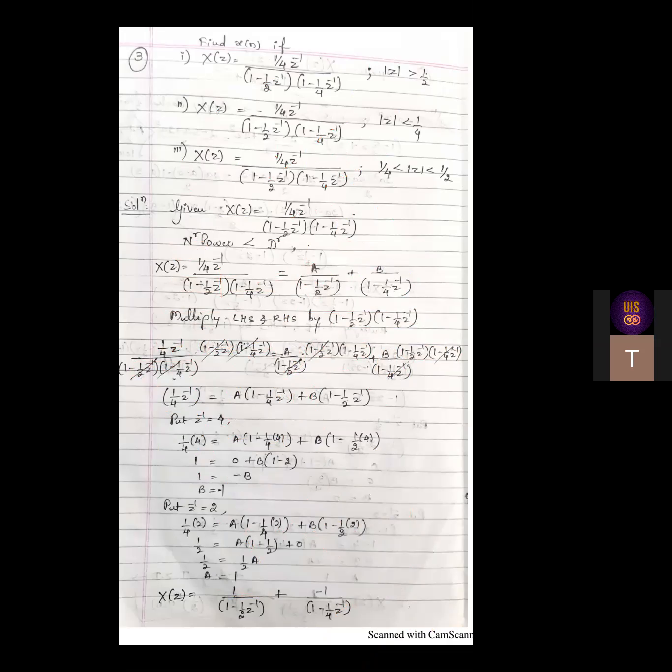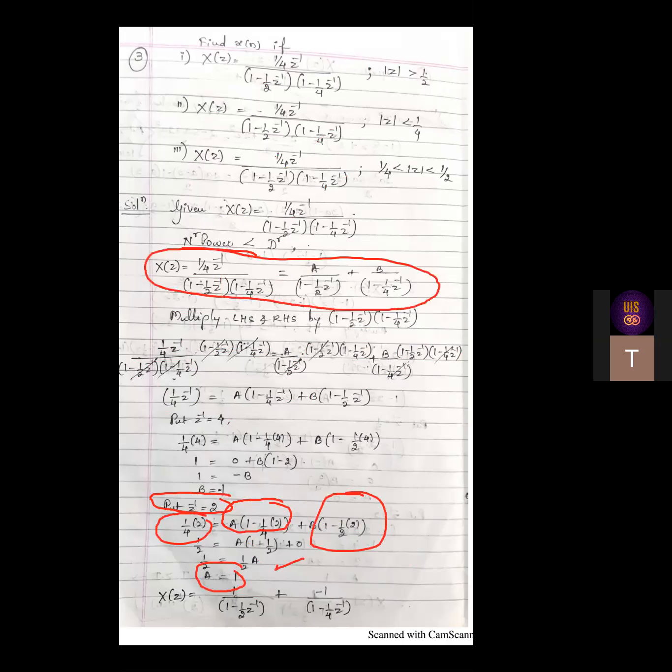So, if we substitute z inverse as 2, the LHS will be 1 by 4 into 2, which is equal to A into 1 minus 1 by 4 into 2, and B will become 0 anyhow. If you solve it further, you will get A is equal to 1. So we have found the A and B values. Substitute that here, which we have assumed.